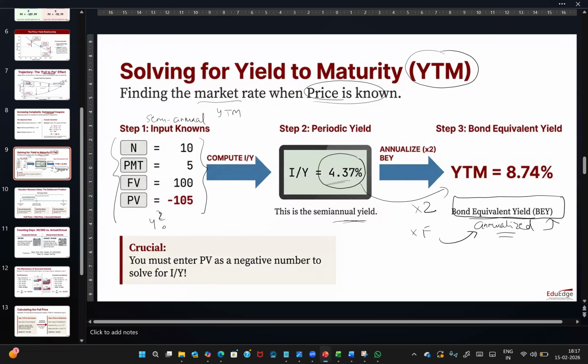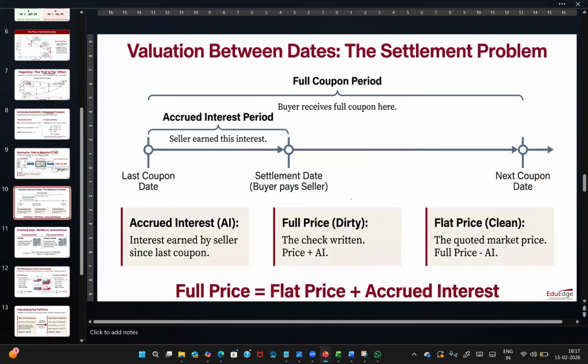Also, please note on your calculator, you need to give different signs to your present value and future value. Please don't forget that. Only then yield will be calculated. Otherwise, it will not calculate. So one has to be positive, the other has to be negative cash flow. Okay, so this is calculating yield to maturity.